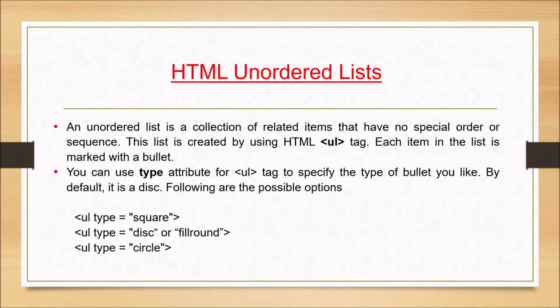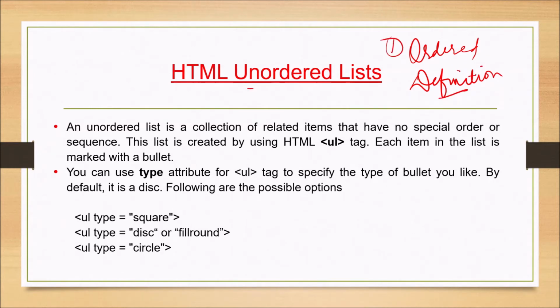So in HTML, we have three types of lists: ordered list, unordered list, and definition list. Three types of lists are there. Here we are talking about unordered list. First one is ordered, second is unordered, and third is definition list.